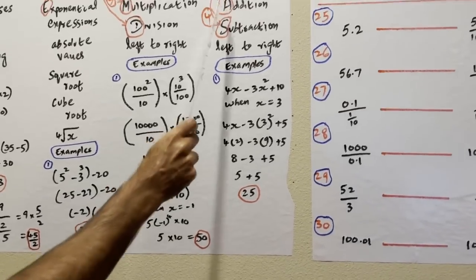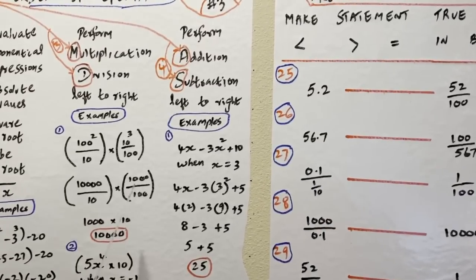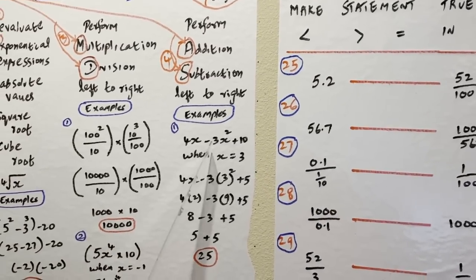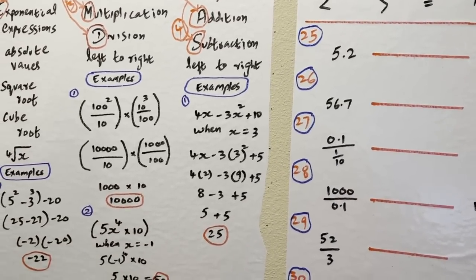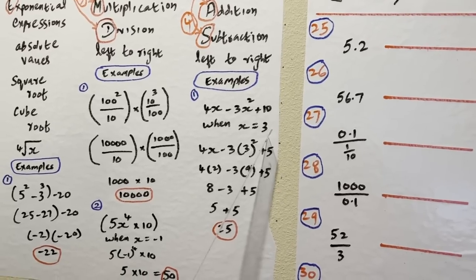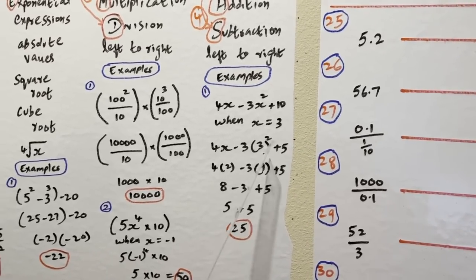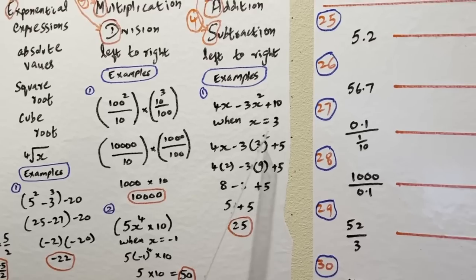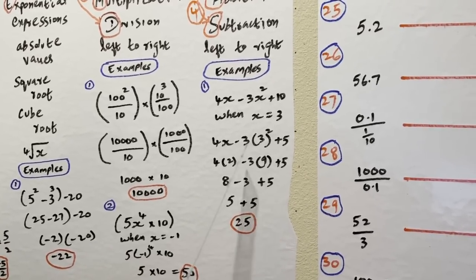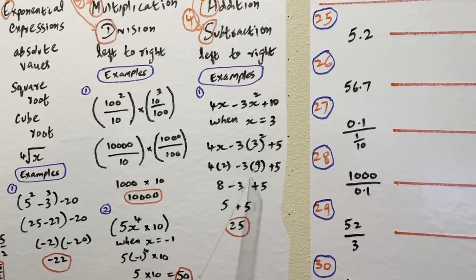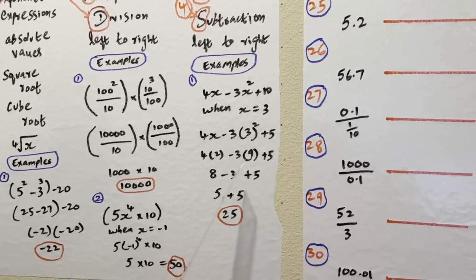The last one is addition and subtraction, left to right. Here, 4x minus 3x squared plus 10 is the expression when x is equal to 3. So we use the substitution method. First we have to evaluate the parentheses. So I put the 3 there. 3 squared is 9. Then 4 times 2, negative 3 times 9 plus 5.